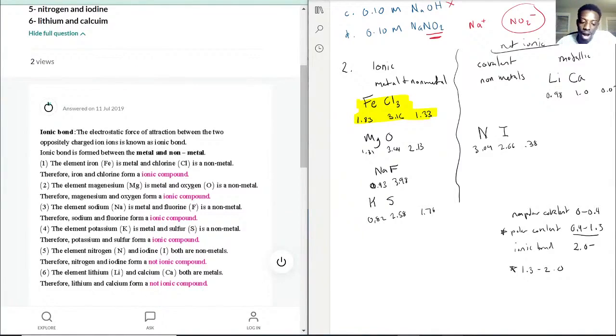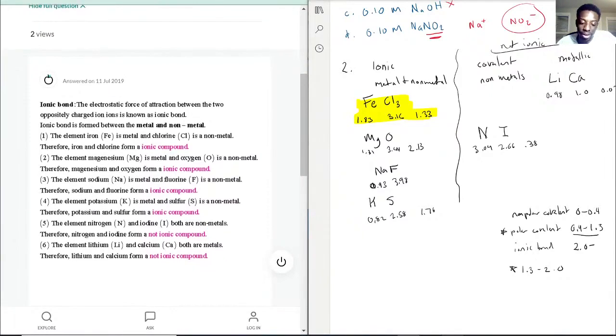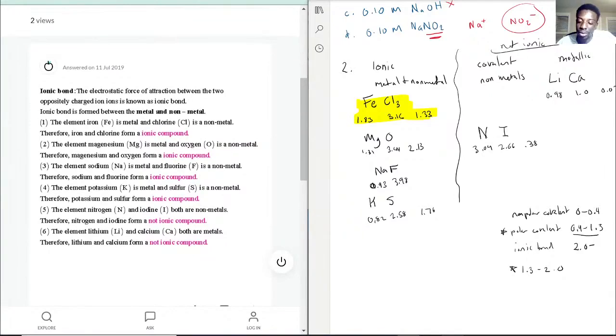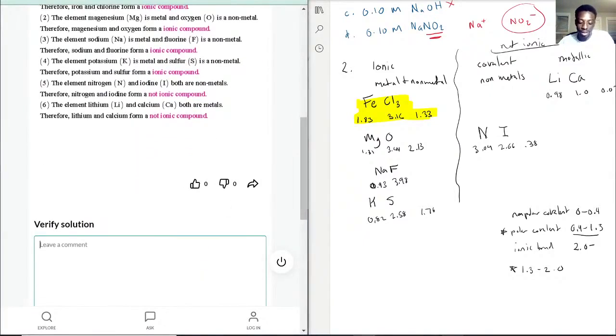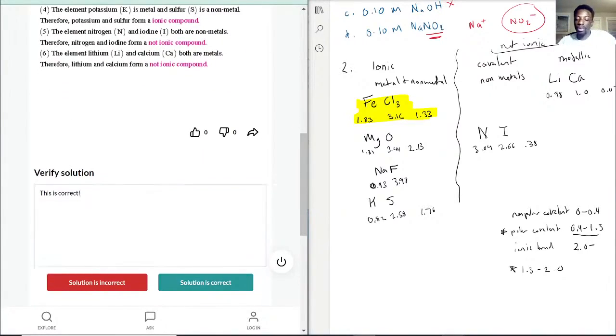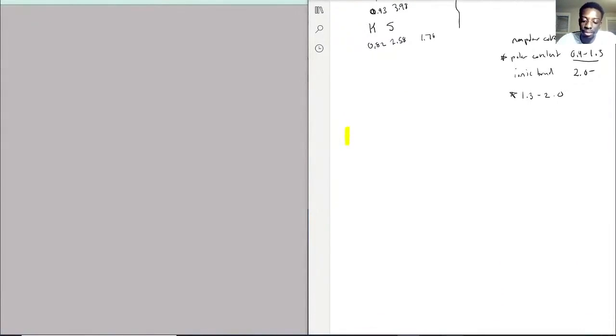So iron and chlorine, they do say it's ionic. Magnesium and oxygen, also ionic. Sodium and fluorine, also ionic. Potassium and sulfur, also ionic. So we got that. Nitrogen and iodine, covalent. And now we have lithium and calcium, metallic. So that is correct. And now let's move on to the next question, question 3.